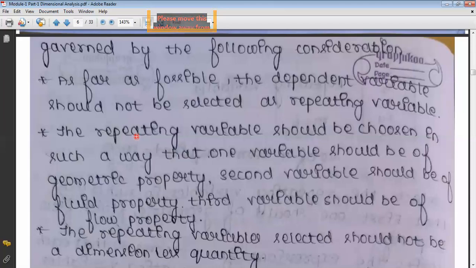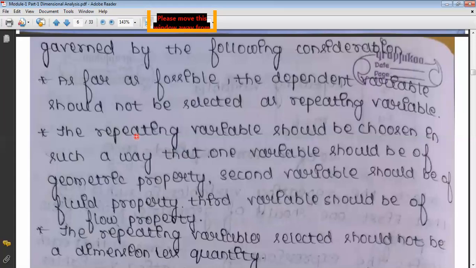The third repeating variable should be a flow property. Flow property means the velocity, acceleration, angular acceleration, acceleration due to gravity, or the speed. These are all flow properties. So the third repeating variable should be a flow property. In usual terms, we often select velocity or acceleration as the third repeating variable.